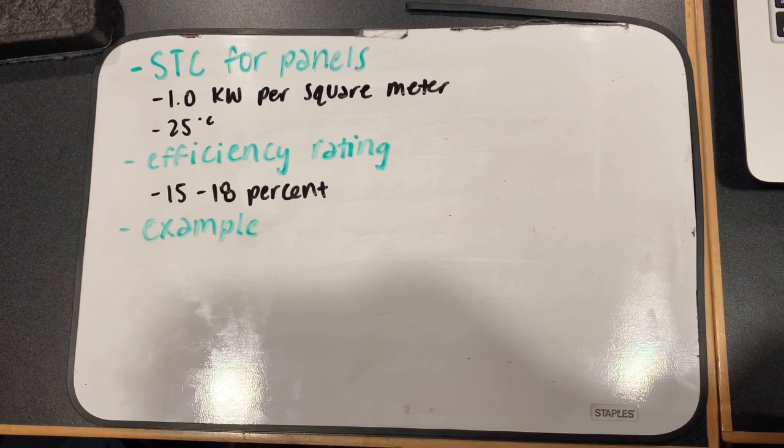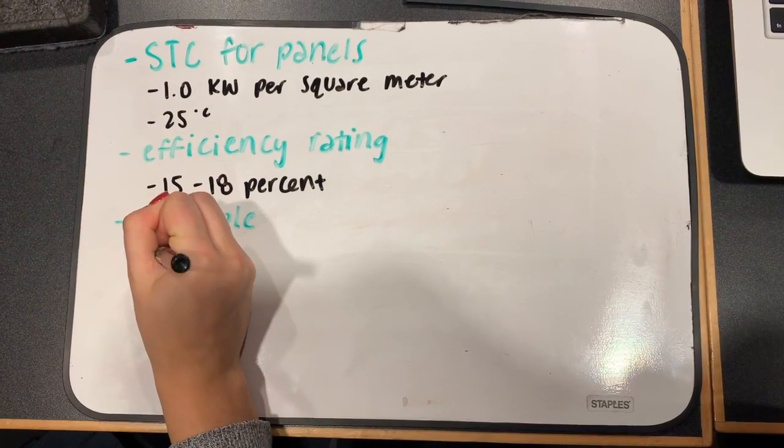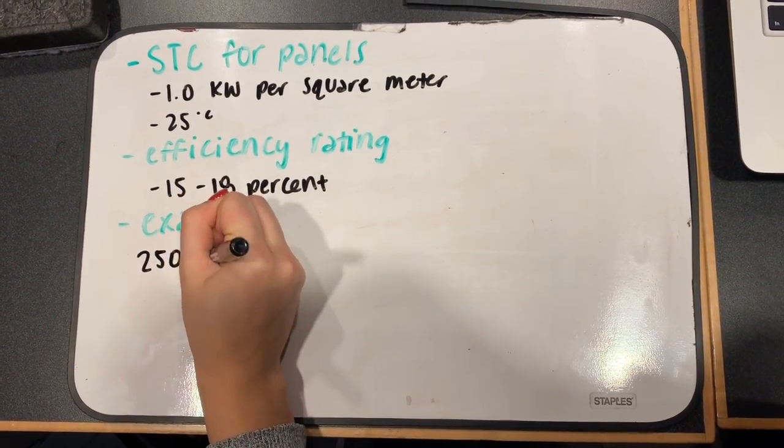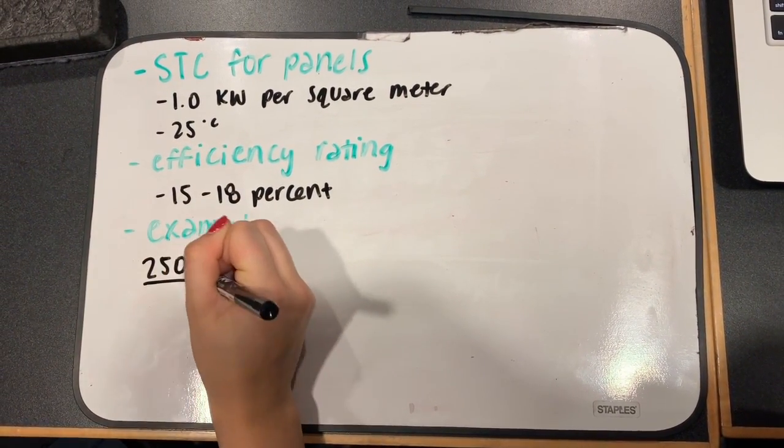Standard testing conditions, or STC, for solar panels maintain that the sun emits 1.0 kilowatts of energy per square meter, and that the solar panel is kept at 25 degrees Celsius. Most solar panels have efficiency ratings of around 15 to 18%. Let's assume that you have 250 square meters of available roof space, a little less than the average size of the roof of an American home.